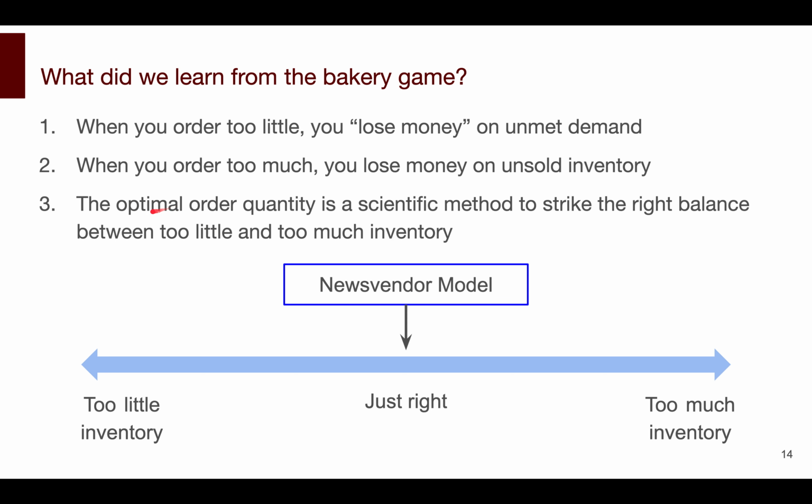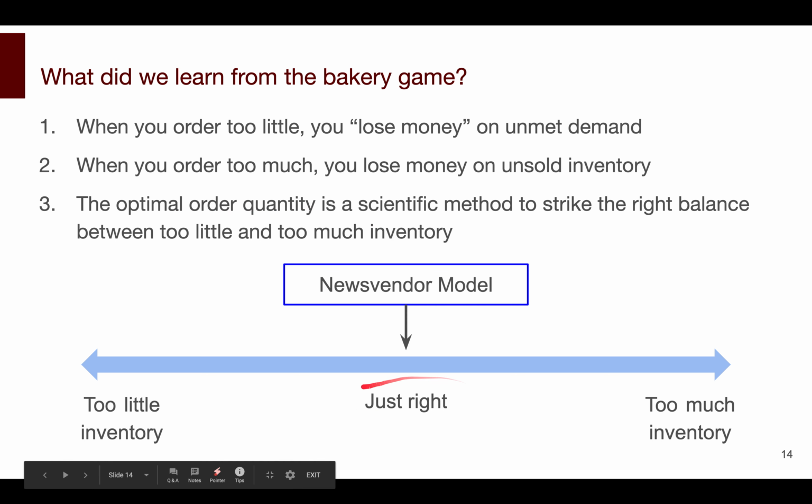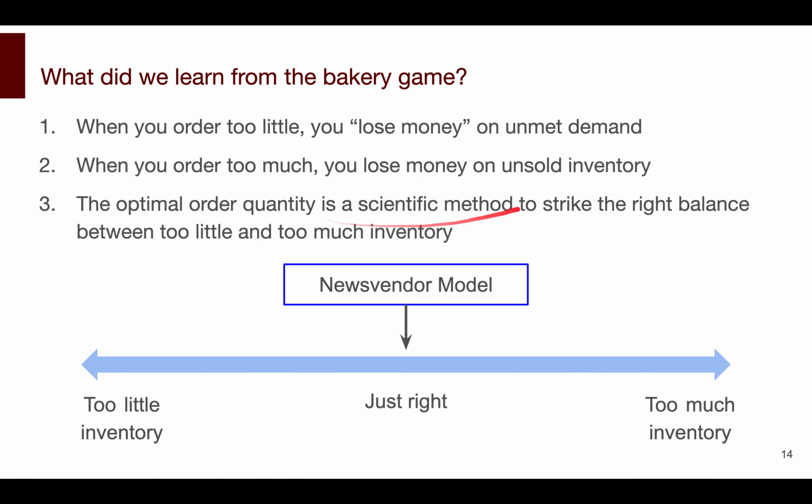So what you really want to do is to find the optimal order quantity, which is kind of the just right amount that's not too little and not too much. And the newsvendor model basically is a scientific method to help you calculate how to strike the balance between those two extremes and maximize your expected profit.